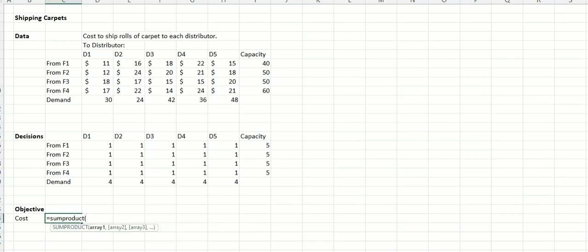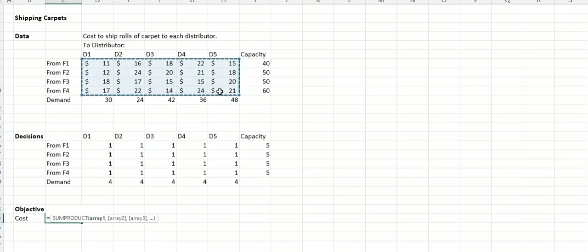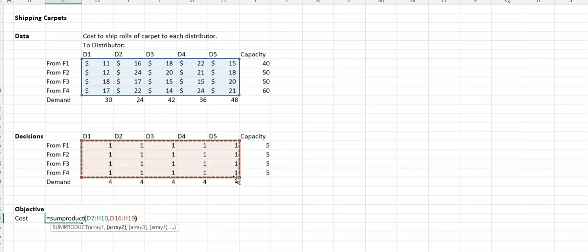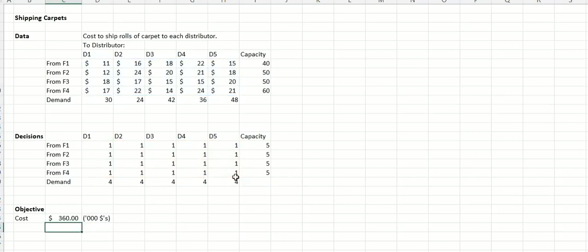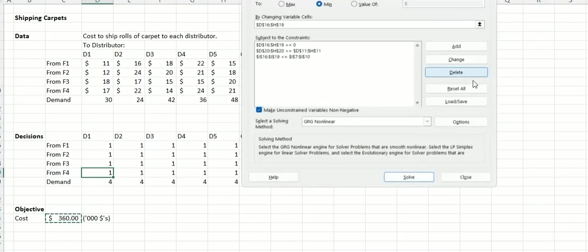Now, we're going to use the sum product tool that we introduced in the prior chapter. The arrays are same shaped, so it's very easy to simply highlight one array, comma, highlight the next array, close the function. And right now it's $360,000 to ship 1,000 rolls of carpet to each of 5 different distributors from each of 4 different factories. Now, if we want to meet this demand and stay within our capacity, we can go into Solver now. Go ahead and do my reset all.